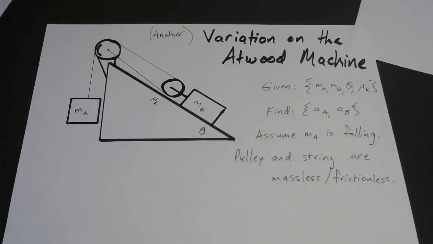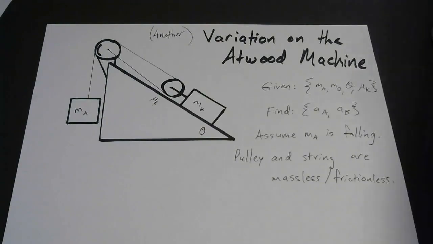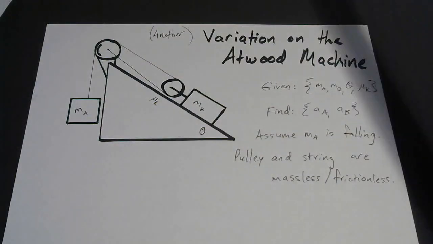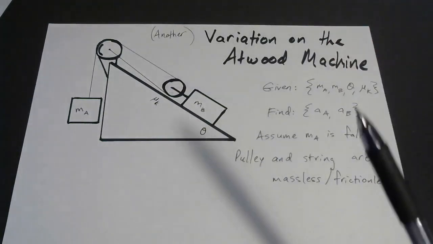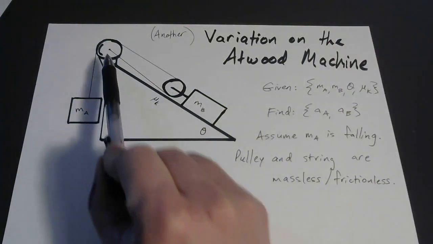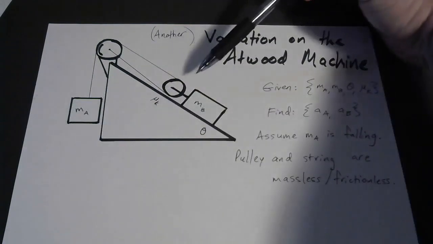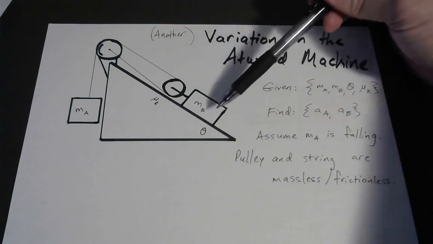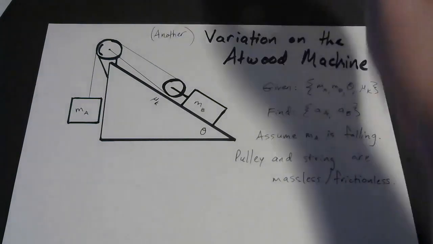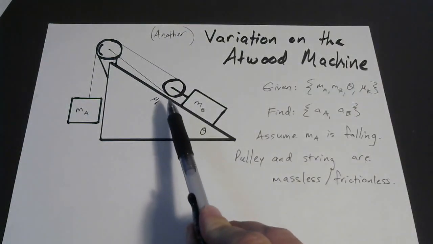It's time now to look at another variation on the Atwood machine. This one's a little more difficult due to the way this string wraps around this other pulley here. So we've got a fixed pulley. This is attached to the ramp. We have what I will call a traveling pulley that's attached to mass B. Mass B is free to slide up the ramp. And this will be the source of the difficulty for this problem.